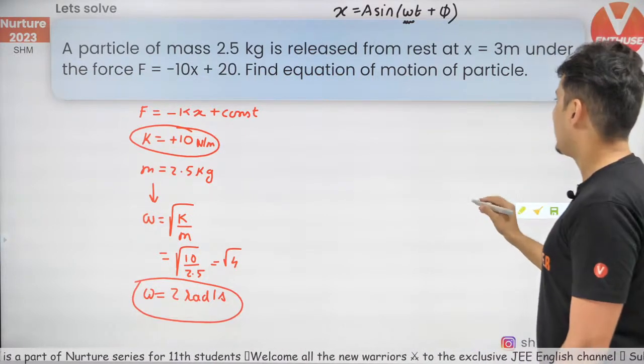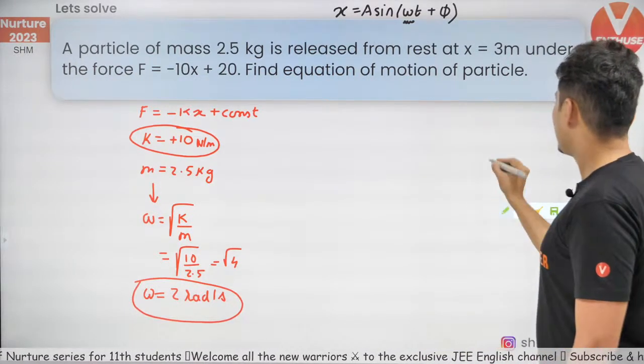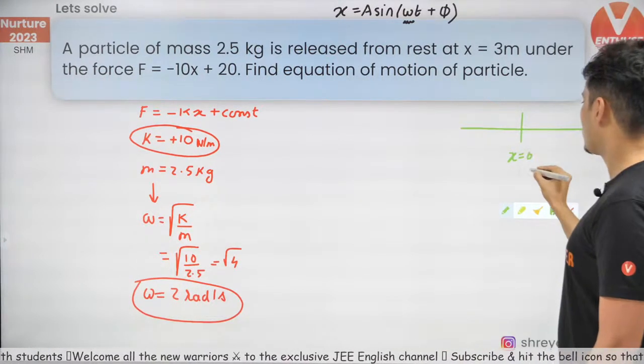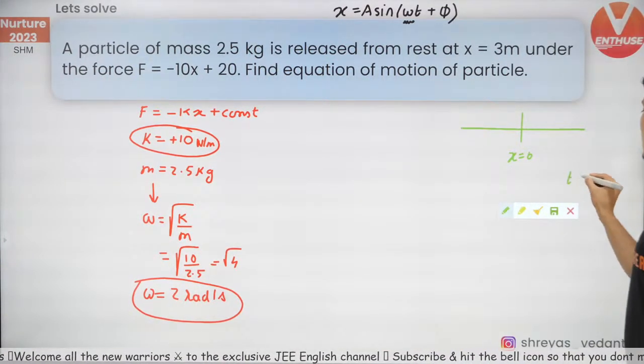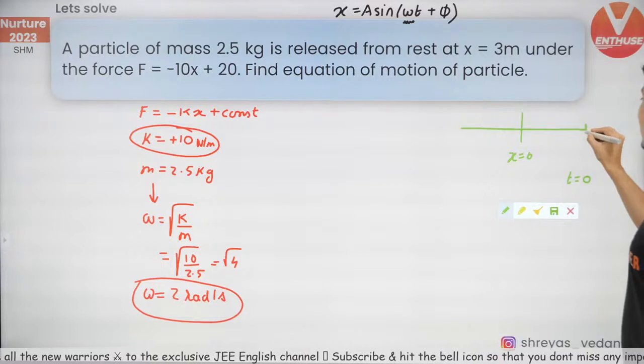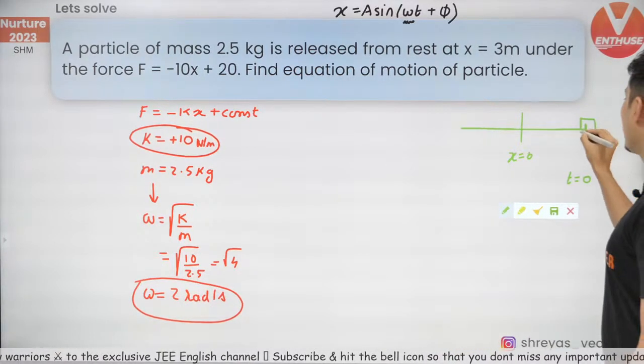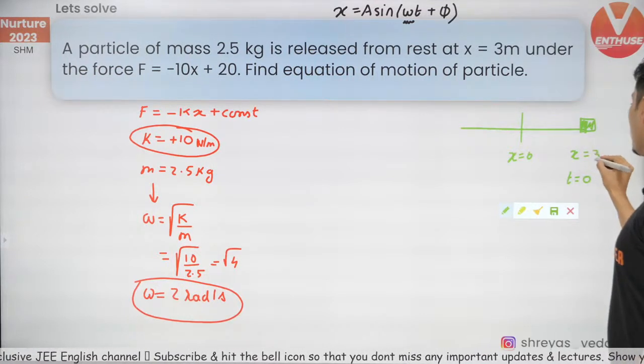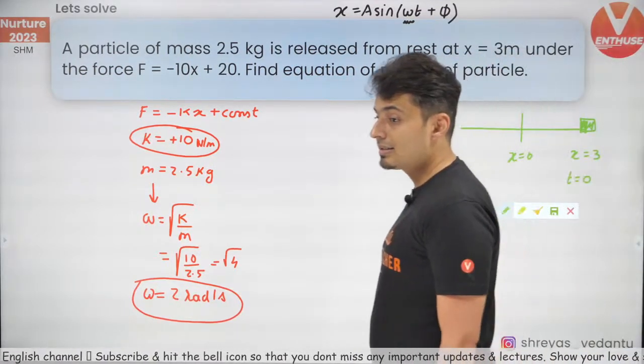So let's draw the diagram. Imagine this. This is your line of SHM. This is x equals 0. At t is equal to 0, you are releasing it. You are releasing that block from x is equal to 3. You are releasing the block.